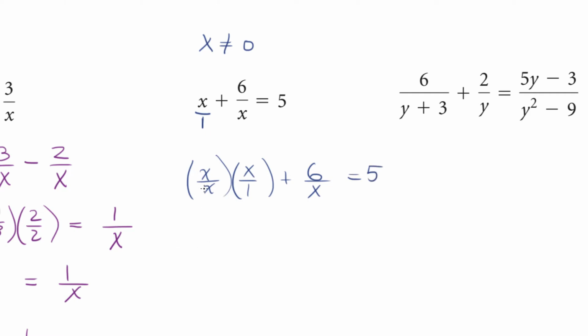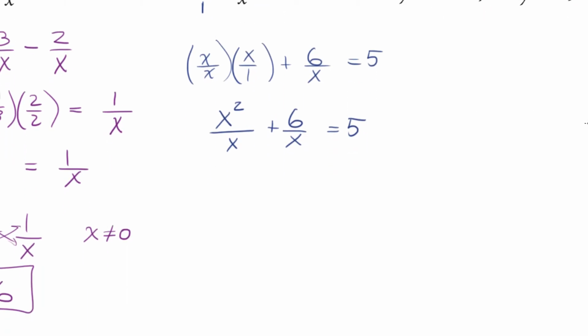Now, just like always, how do we multiply fractions? We multiply across. x times x is x squared over x, plus 6 over x, equals 5. Now, just because there's an x in the denominator does not mean that adding fractions is just adding the numerators. You cannot add x squared with 6. What you can do is put them together in a single fraction.